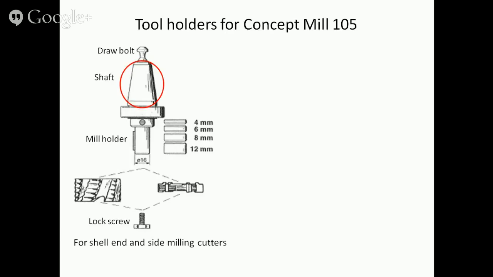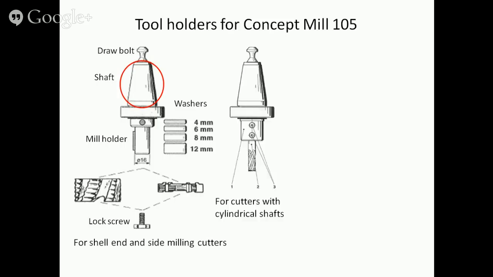For cutters with a low height, washers must be used. This tool holder is used for cutters with cylindrical shafts. The cutters are clamped with 2 screws, position 3.